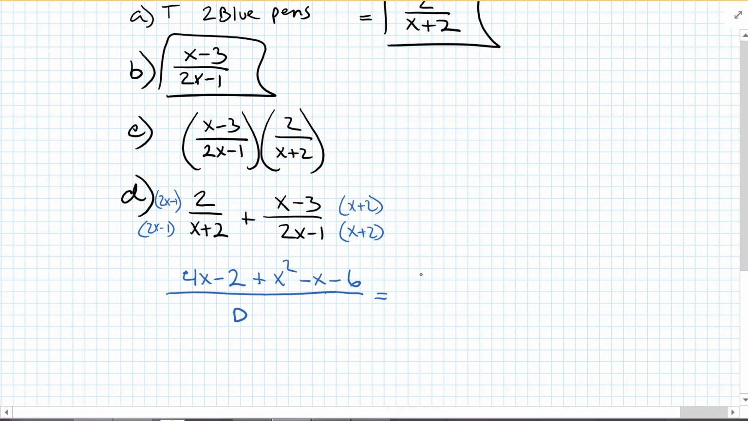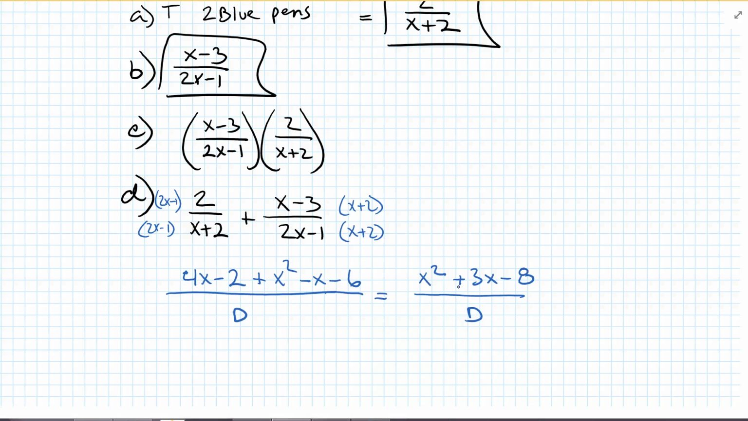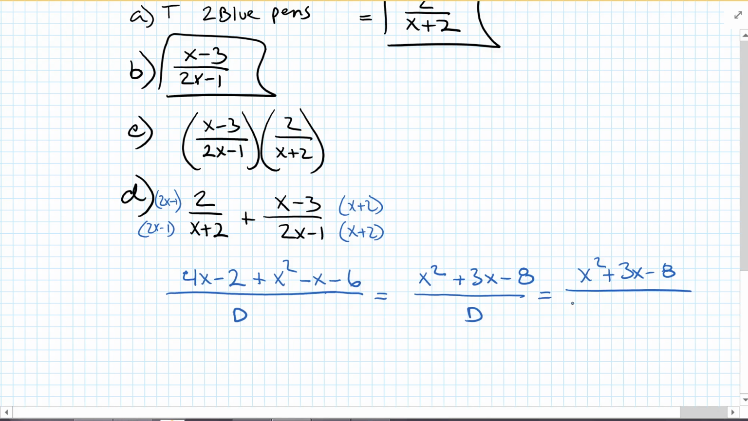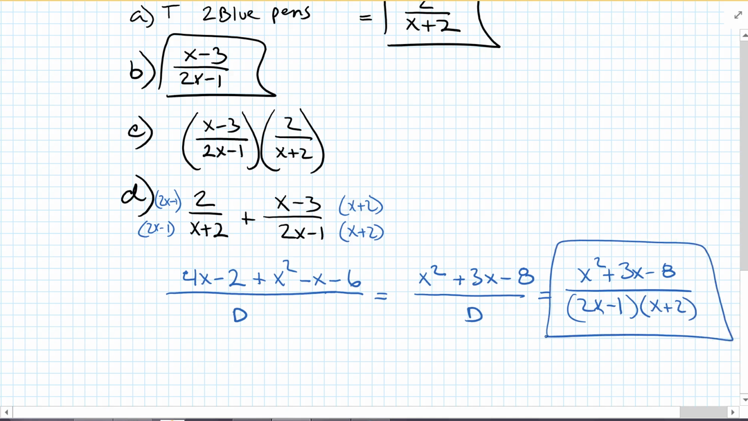Can we simplify that? Sure can. So it's going to be X squared plus 3X minus 8 all over the denominator. Now the question is, can we find something that has a product of negative 8 and a sum of 3? The answer is no. So we're done. So the answer is X squared plus 3X minus 8 all over 2X minus 1 times X plus 2. Okay? Easy enough. That is it.